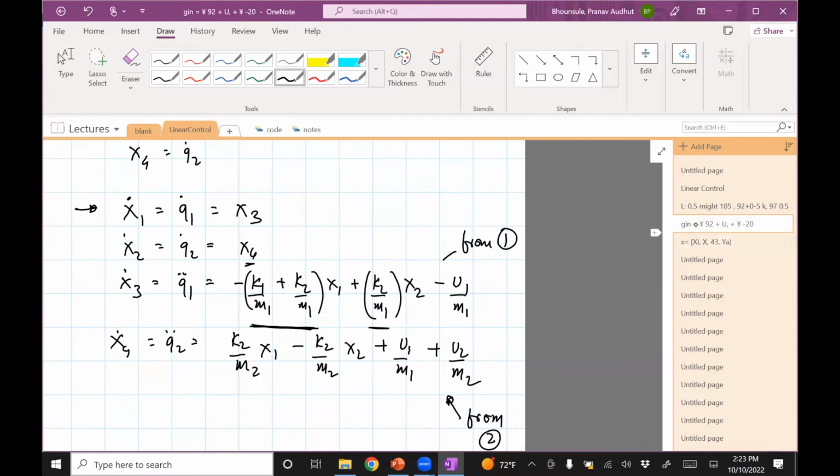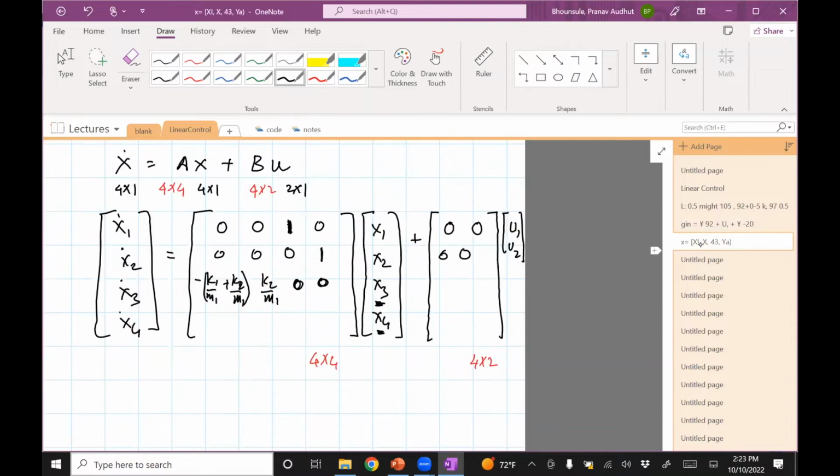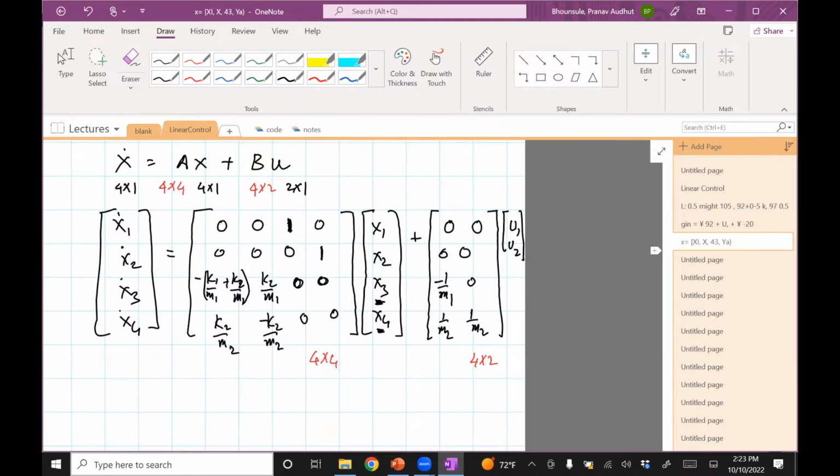And then we need to complete this part, which is saying that I need to multiply u1 with 1 divided by m1. So that would be the first column of that row, which when multiplied with u1 will give me what I need. And then you can continue that for the last one. It will give me k2 divided by m1, minus k2 divided by m1, then 0, 0. And then here will be 1 divided by m2, 1 divided by m2.